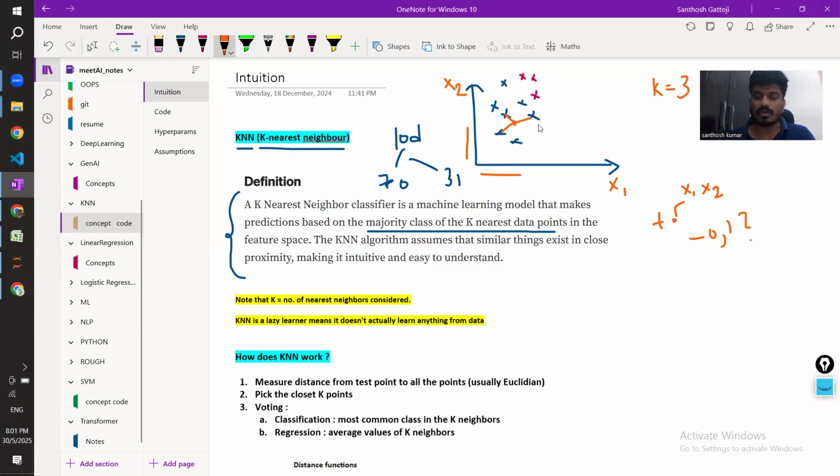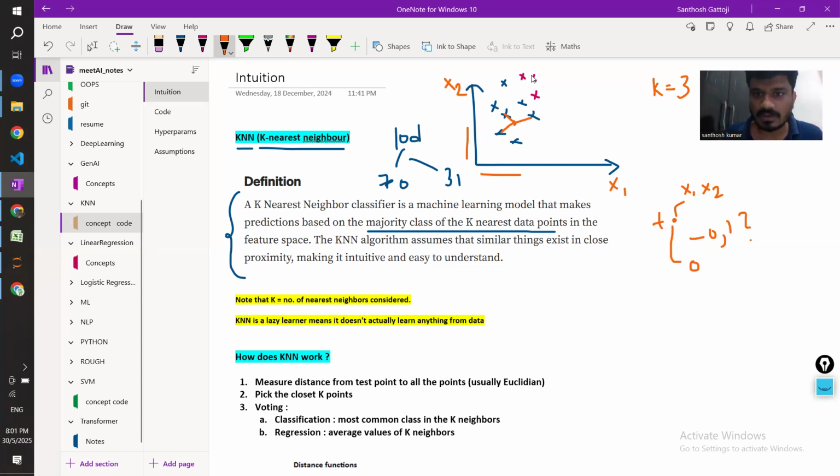So out of these 3, how many are zeros and how many are ones? All are zeros. So it will say, hey, this prediction will also be 0. Because you are telling k, that is our job. Giving up the majority thing is algorithm's job. So we will say 3. Out of the 3 I have considered, all 3 are zeros.